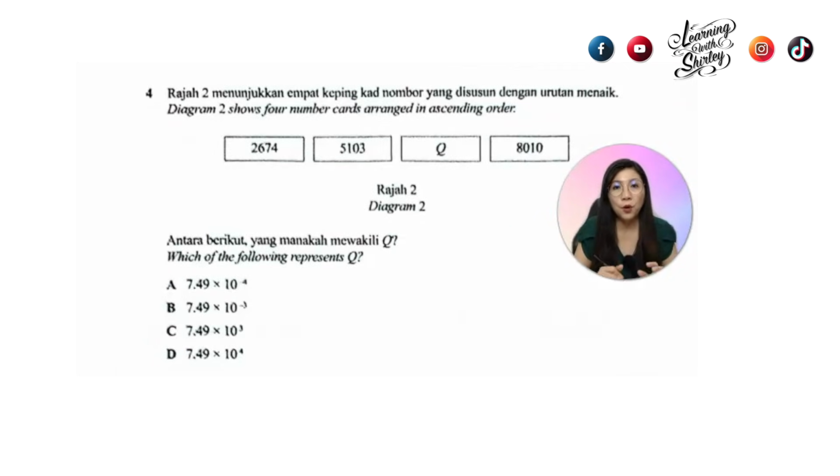Let's look at question number 4. Diagram 2 shows 4 number cards arranged in ascending order, meaning from smallest to biggest. So look at the numbers. Imagine there are four number cards, 1, 2, 3, and 4. Q is between 5,000 something and 8,000 something. So we look at the options here, and we're going to find out what the values are for this, this, and this.